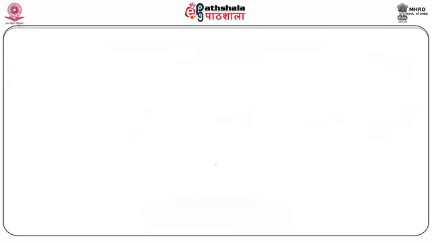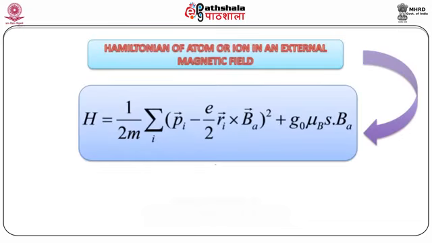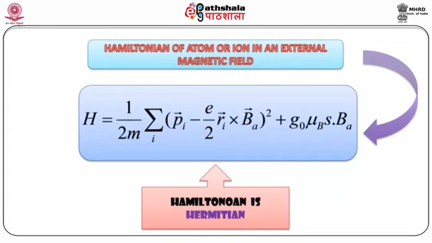So in this slide, we will basically talk about the Hamiltonian of an atom or an ion in an external magnetic field. So this Hamiltonian is written like this. I'm sure that you might be familiar with this kind of Hamiltonian. So this Hamiltonian is equal to 1 by 2m summation over i multiplied by vector p_i minus e by 2 r_i cross B_a whole square plus g_0 μ_B S dot B_a.